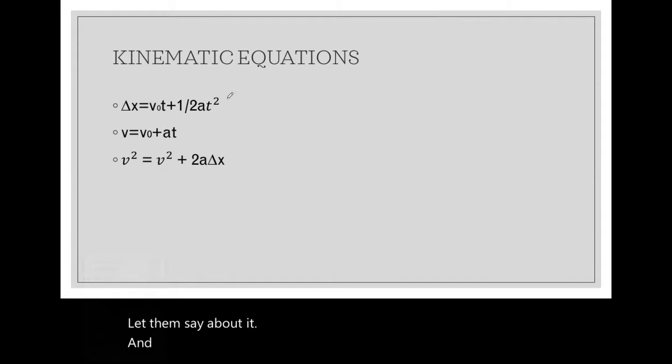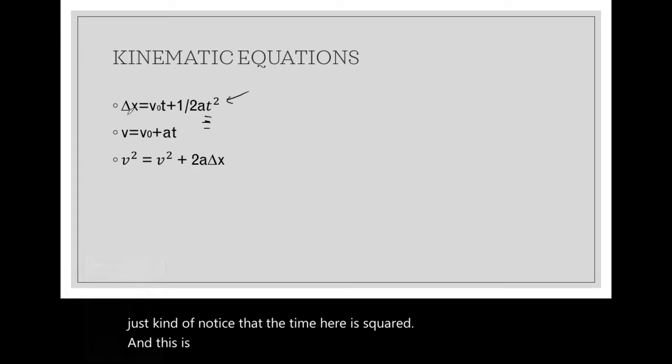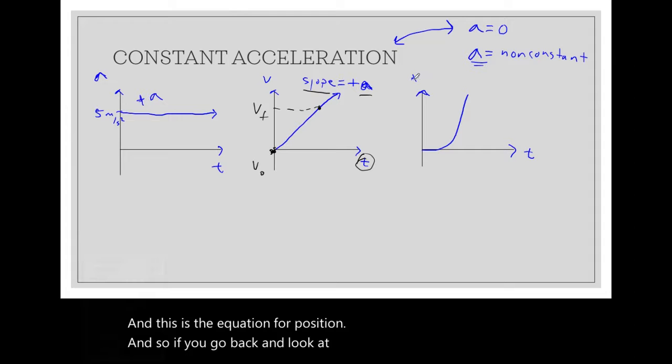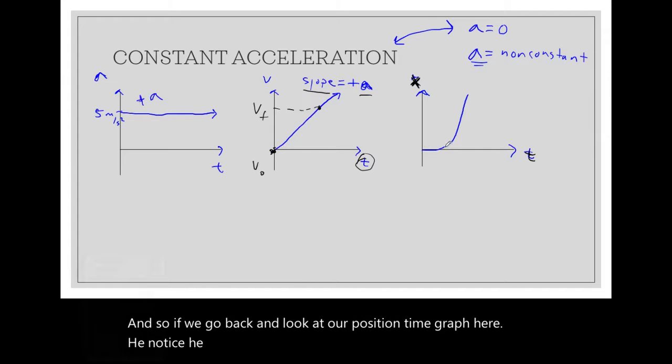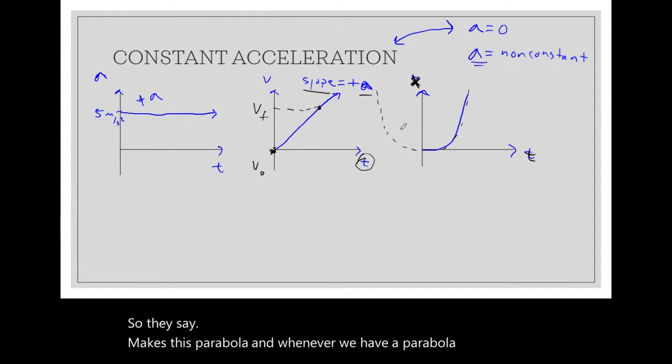And so next, if you look at this equation, notice that the time here is squared, and this is the equation for position. If we go back and look at our position-time graph, notice we make this parabola, which on the other side makes this parabola. And whenever we have a parabola, it's x squared graphically, right?